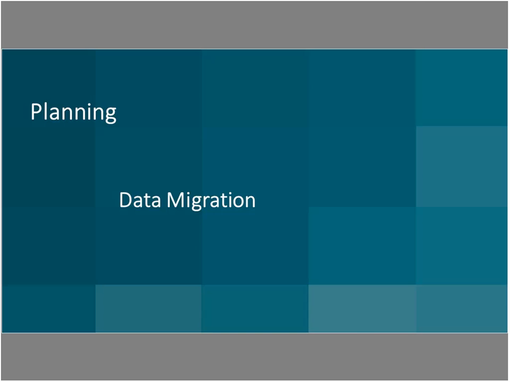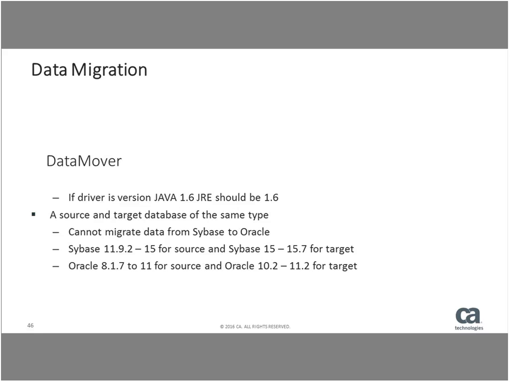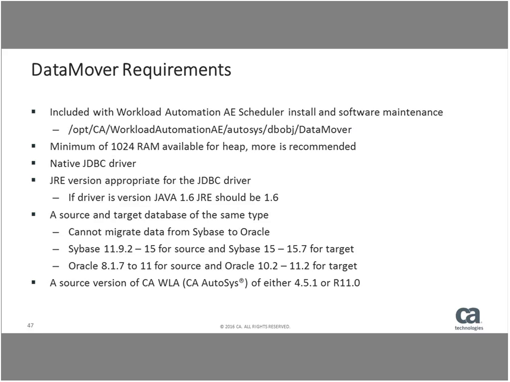All right, great. All right, the final step is to move your data. So there are two options for data migration, Data Mover and the AutoSys Upgrade Assistant, or AUA. Data Mover comes with the 11.3.6 install. It's a good idea to apply the latest maintenance to the Workload Automation AE 11.3.6 install prior to running Data Mover. Using the most current version of Data Mover will give you the best results.